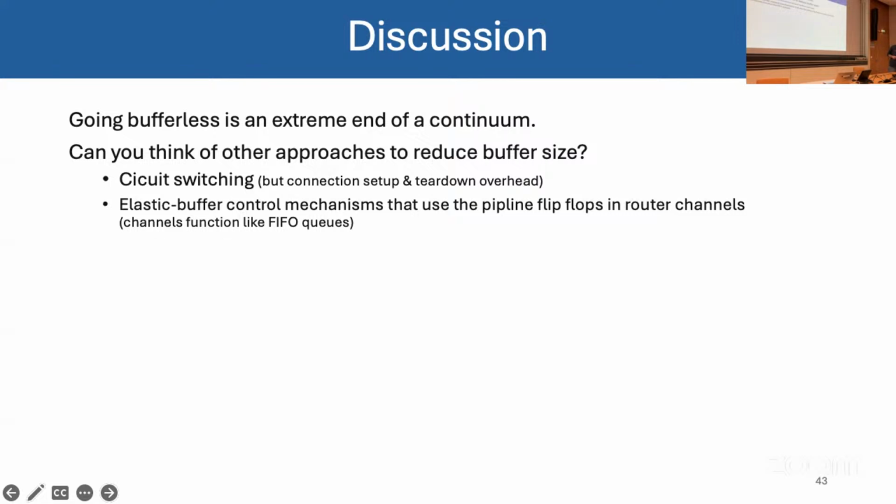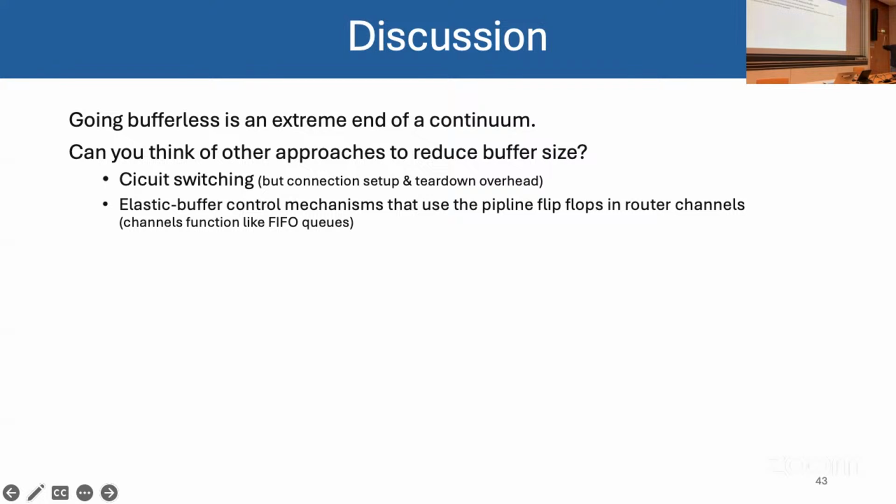Inside of the routed channels are basically also flip-flops, and they can kind of be used in a FIFO-queue kind of fashion. So that would also reduce the buffer requirements, even in traditional buffered routing. So yeah, you're right. You're still kind of using the links as buffers, but that's always the case. So that's the short answer to that question.